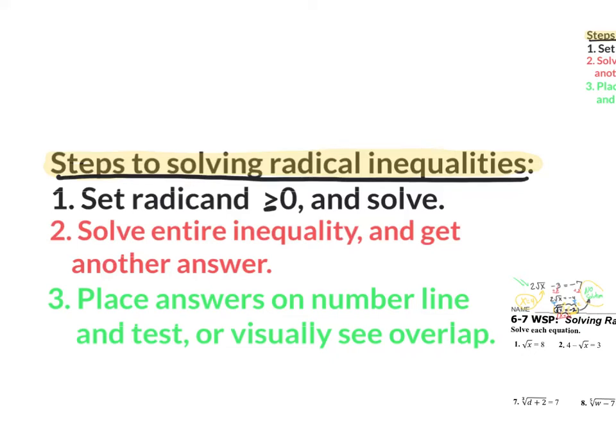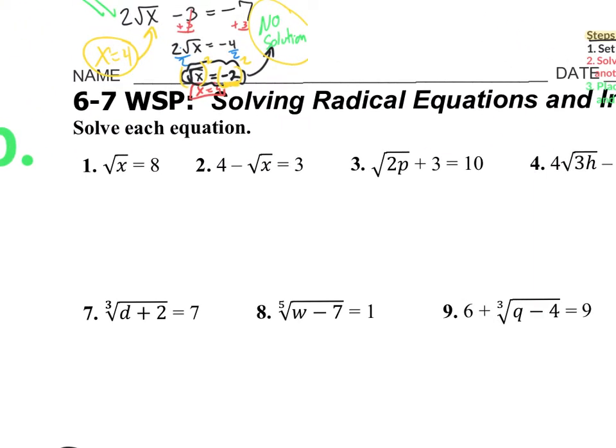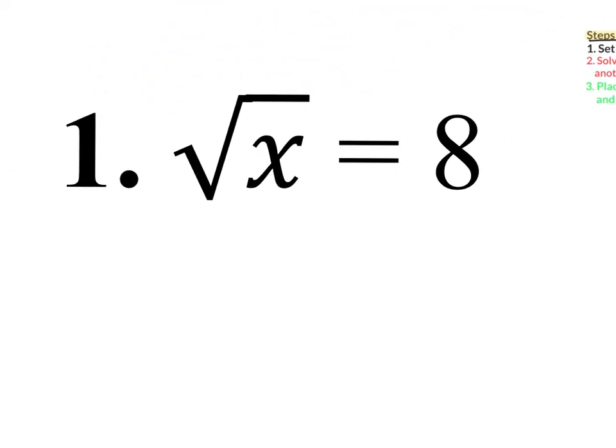Okay guys, so to solve a radical inequality, we got to follow these steps. Step 1, set the radicand to be greater than or equal to 0 and solve. All right. What is the radicand? It is the value inside the square root. Okay. You have to set the radicand value. So in this case, you would set the x to be greater than or equal to 0.